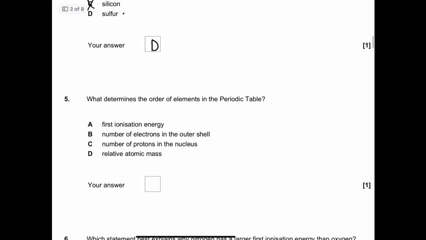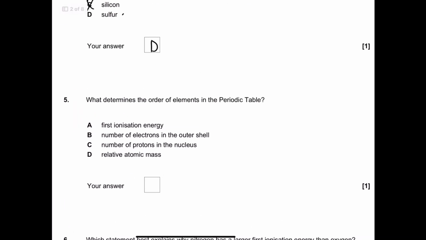Okay, we'll do one more for the video. What determines the order of the elements in the periodic table? That is simple. It is increasing atomic number, which means increasing number of protons in the nucleus.